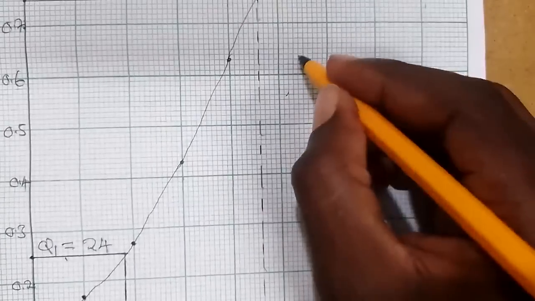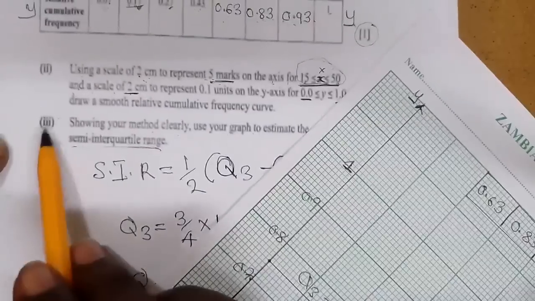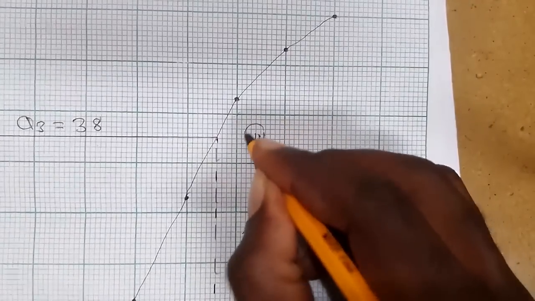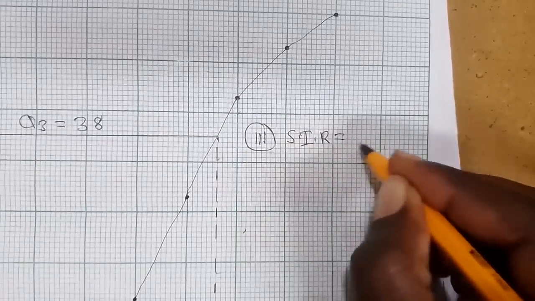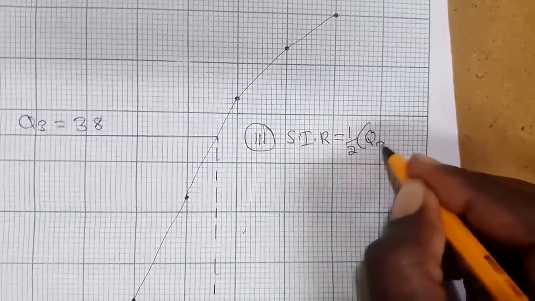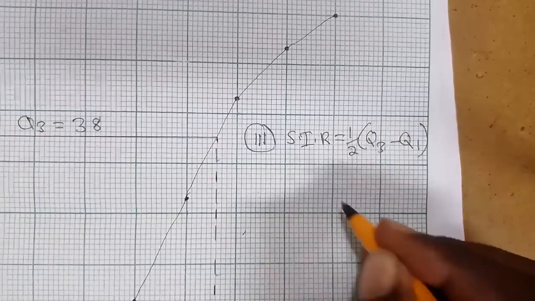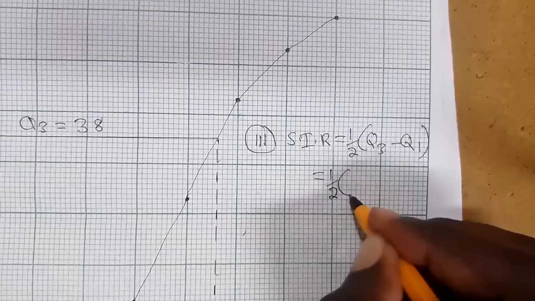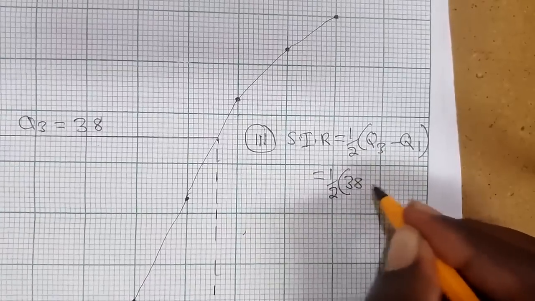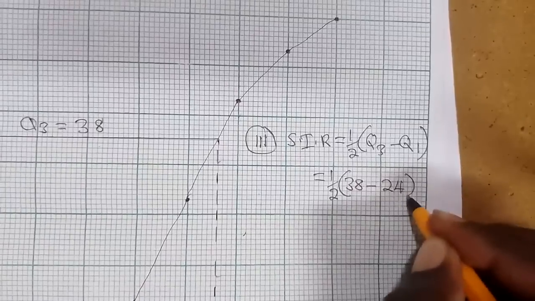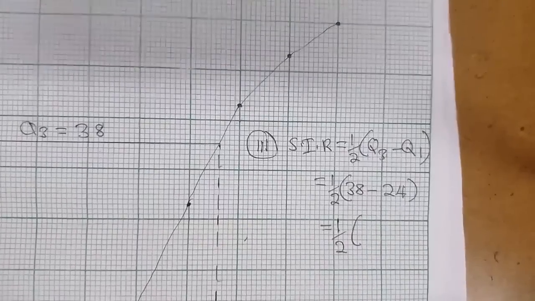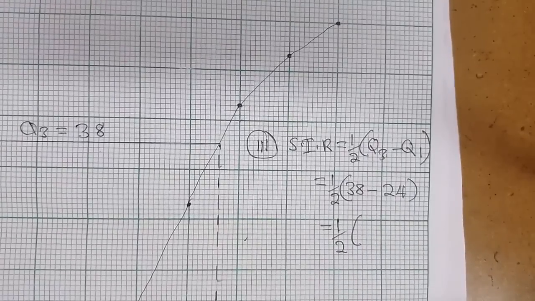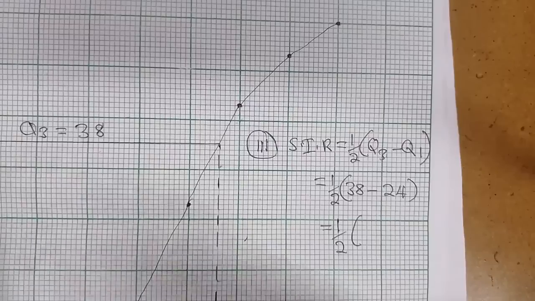On a separate paper, the question was, you check, this was 3. So nicely you indicate here. Even as I'm marking, I'm even jealous of your graph. You say semi interquartile range is equal to half, then Q3 minus Q1. Which is equal to half multiplied by Q3, which was 38, minus Q1, 24. Half is equal to, you say 38 minus 24. What do you get? You get 14.